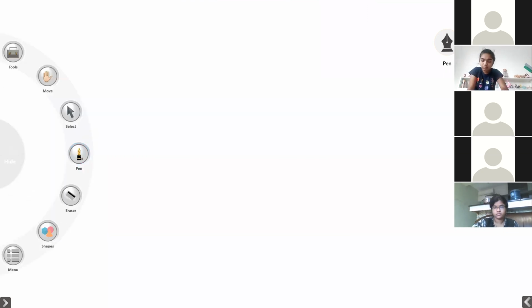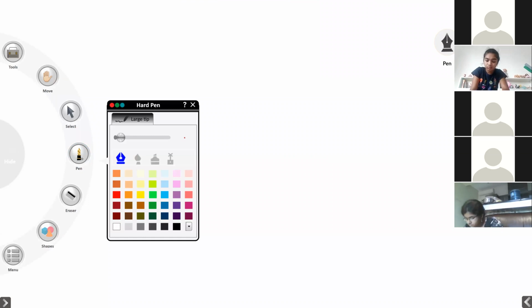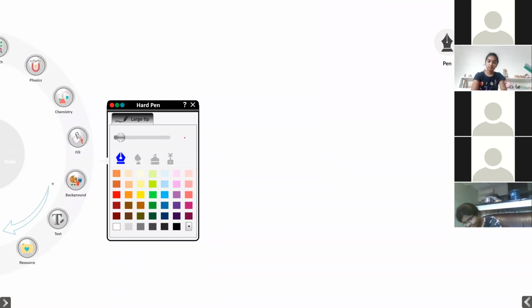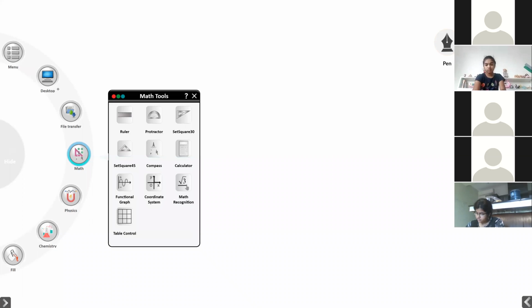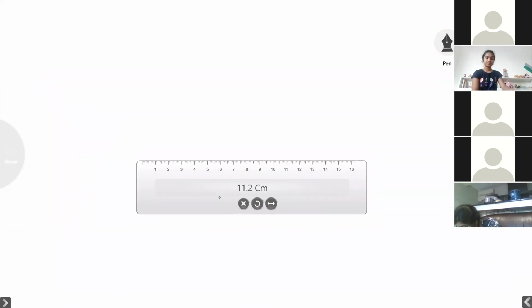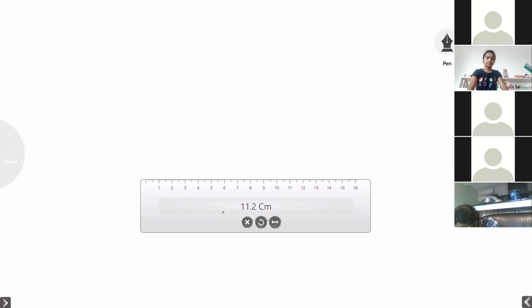First, draw line segment AB 5 centimeter with the help of a scale. Start construction, everyone along with me. Draw line segment AB 5 centimeter.